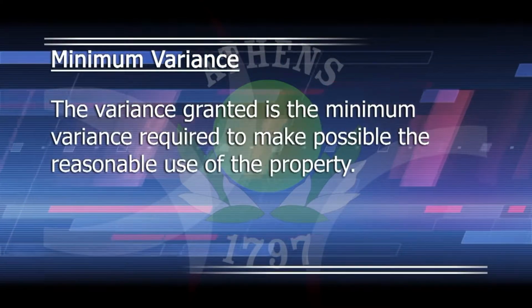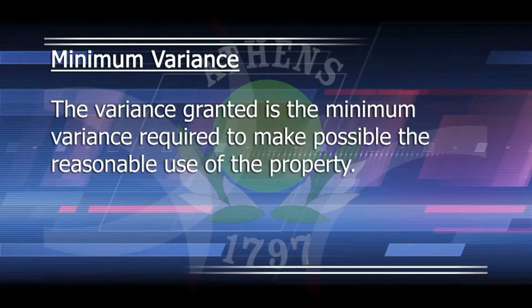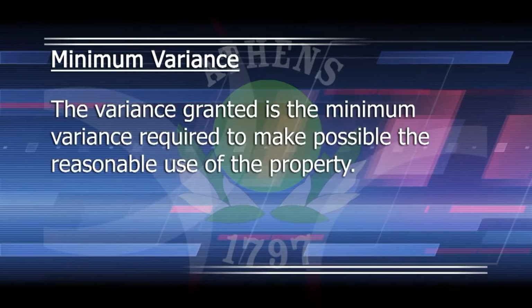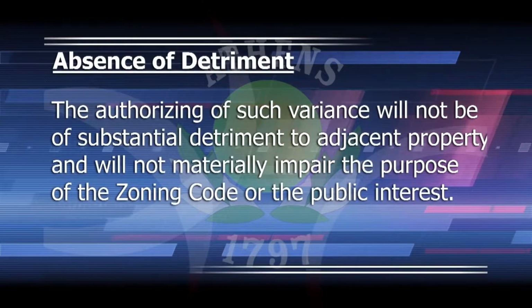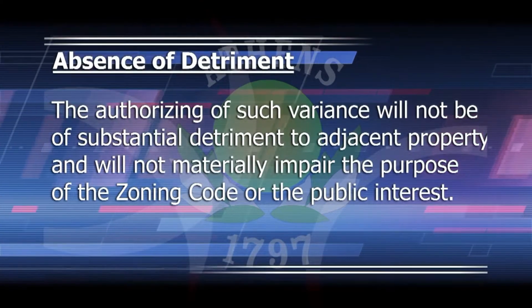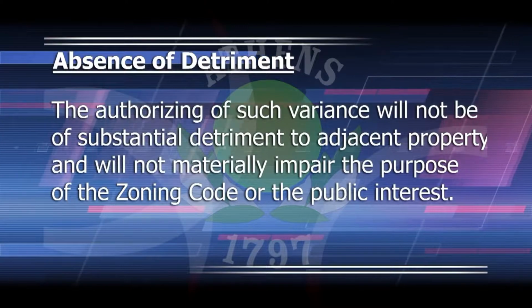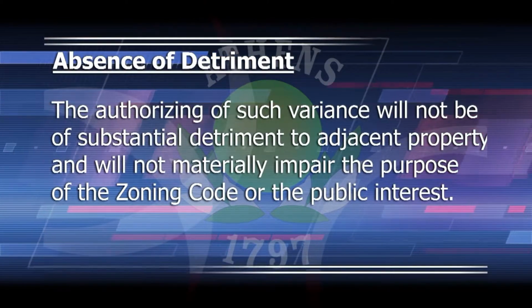Minimum variance. The variance granted is the minimum variance required to make possible the reasonable use of the property. Absence of detriment. The authorizing of such variance will not be of substantial detriment to adjacent property and will not materially impair the purpose of the zoning code or the public interest.